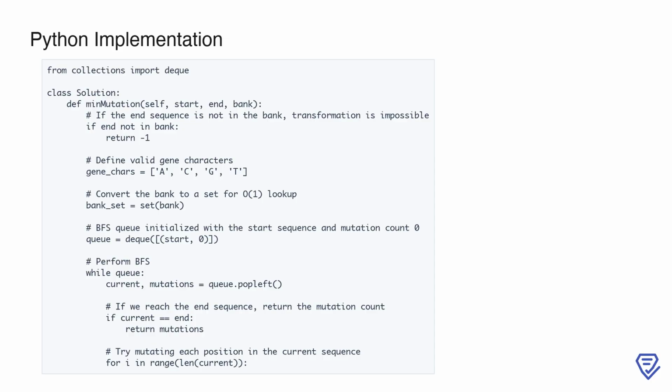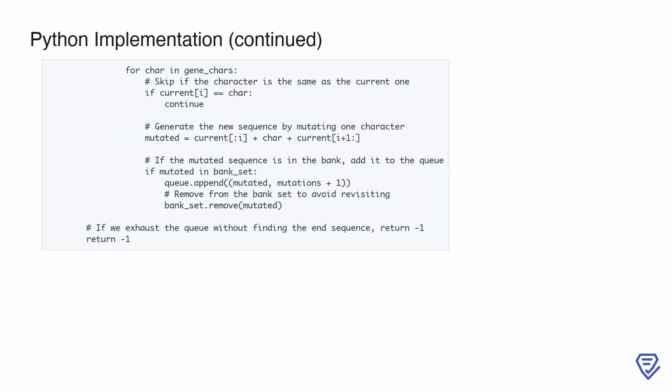The BFS loop begins by dequeuing the first element, giving us the current sequence and the number of mutations so far. If the current sequence matches the end sequence, we return the mutation count as the result. Otherwise, we attempt mutations by iterating over each position in the current sequence. For each position in the sequence, we iterate over the 4 valid gene characters A, C, G, and T.